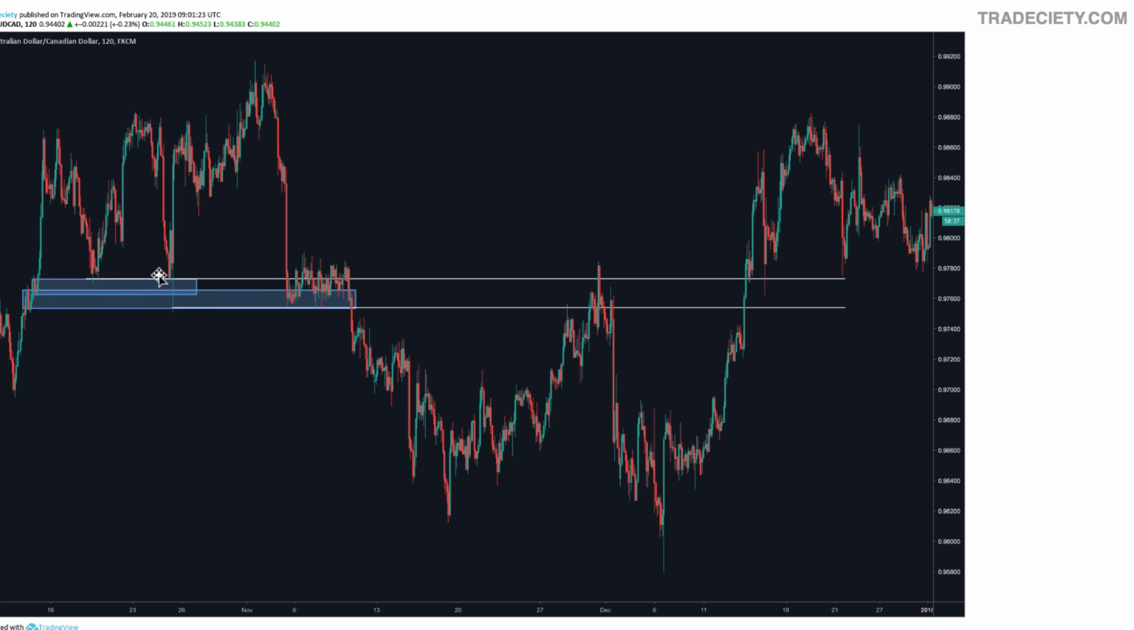And yeah, if you know how to spot supply and demand, this can be very, very helpful if you are also looking for support resistance trades and if you want to look for how to get into trades.